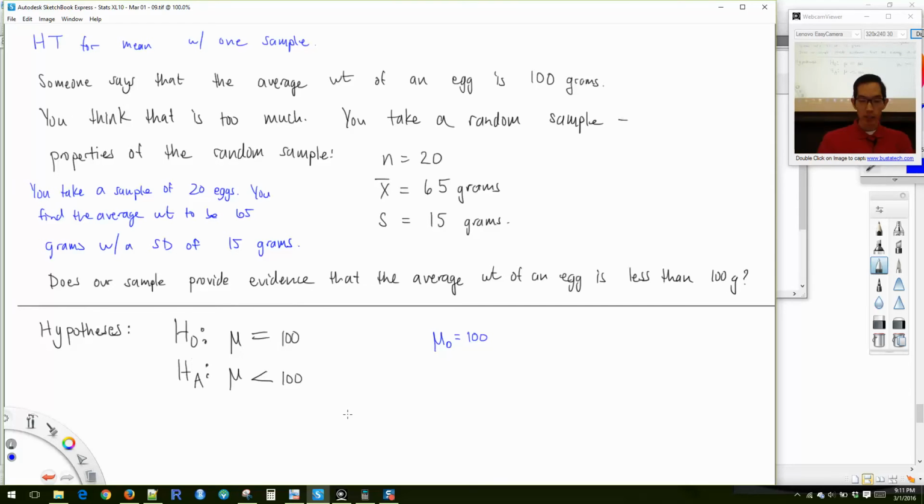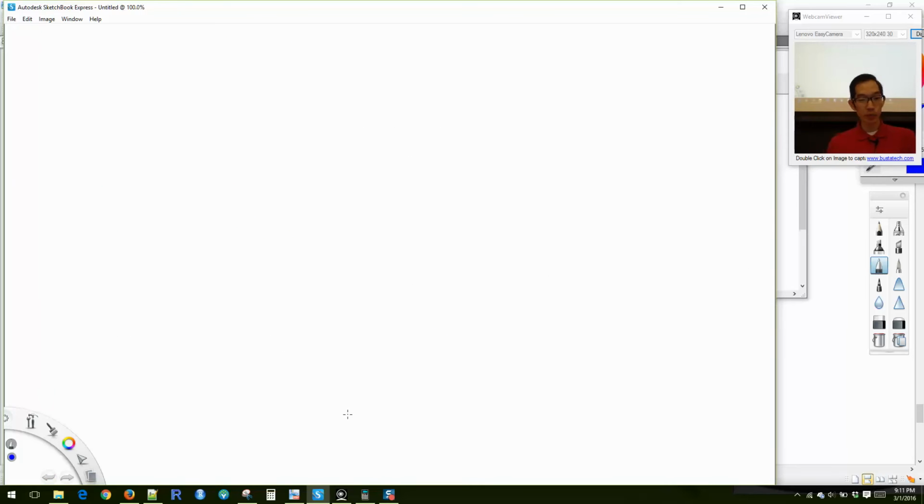Step 2 is our preparation, and we've already kind of done this. So for our prep, we have mu 0, which we know is 100. We have n equal to 20, x bar is 65, and s is 15. Okay. So we're going to do our calculations, and we're going to use alpha equal to 0.05.